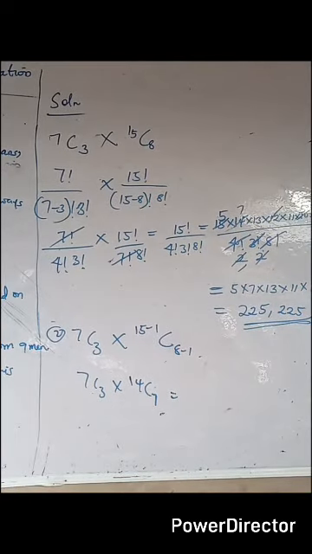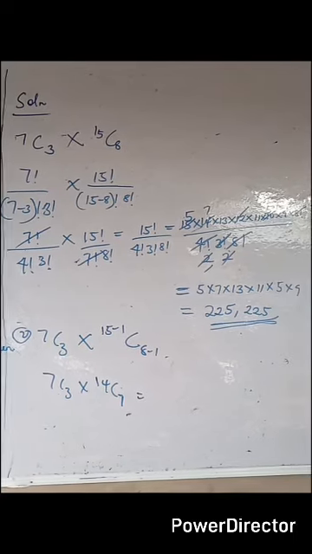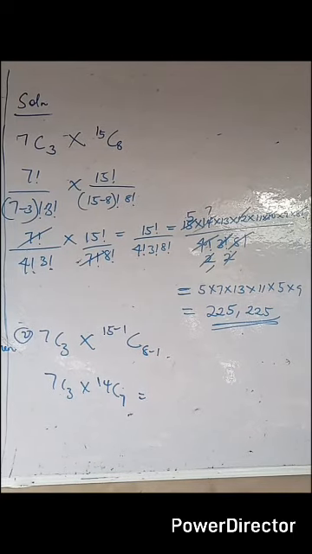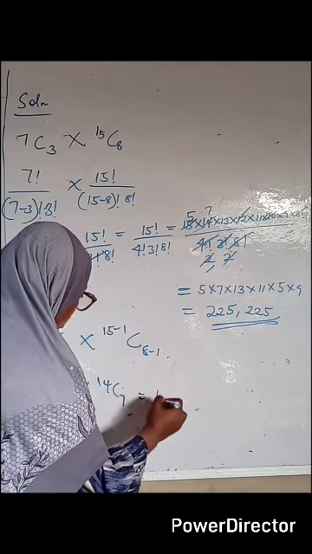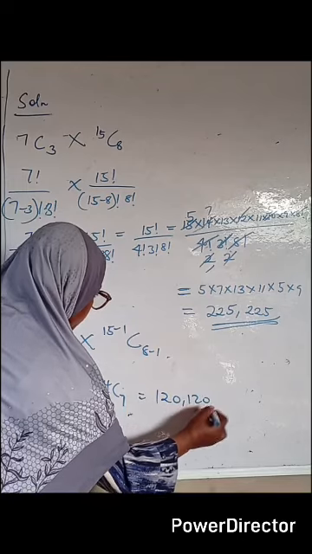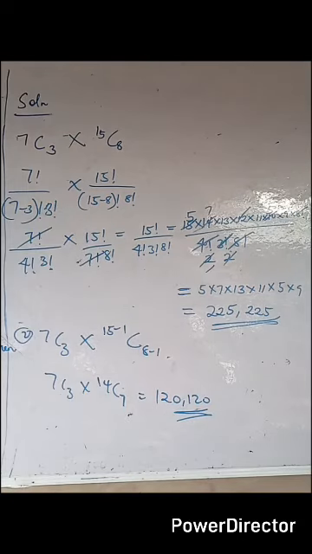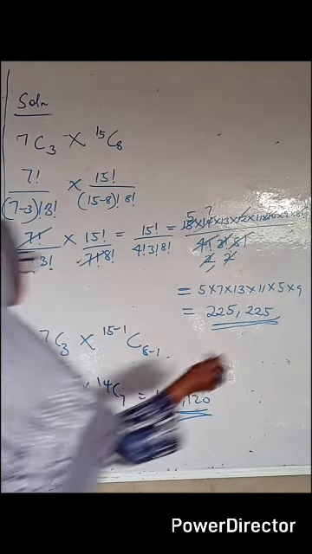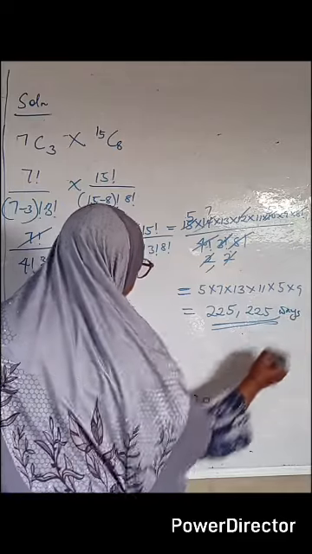7 combination 3 times 14 combination 7, and then you have 120 times 120 ways.